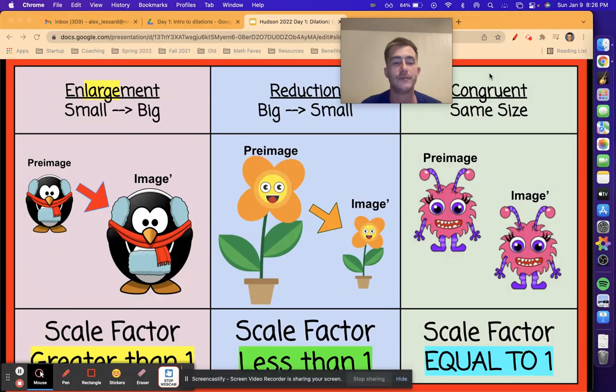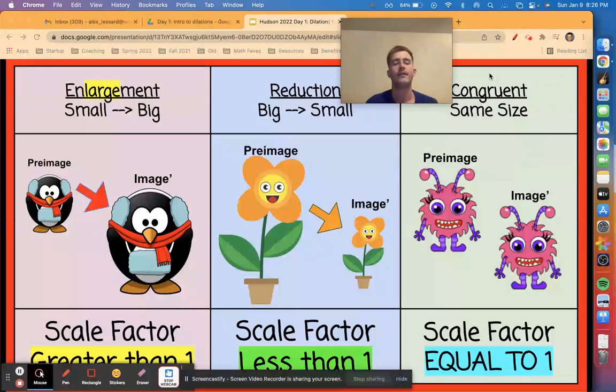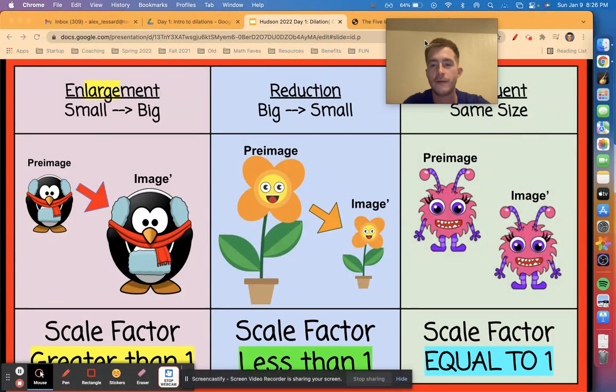All right. So if I take this pre-image and I say, let me multiply him by 2, he's going to be twice as big now. That's a scale factor greater than 1. Anything greater than 1 is going to make a pre-image larger. Anything less than 1 that we multiply by, for example, let's say Mr. Lessard wants to get half of his size. If I'm multiplying times 1/2, I'm getting smaller.